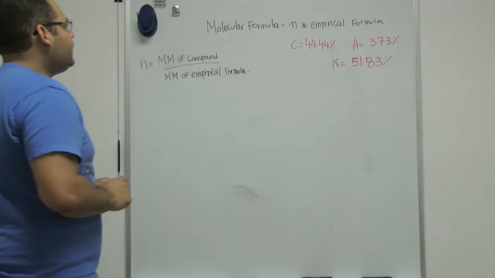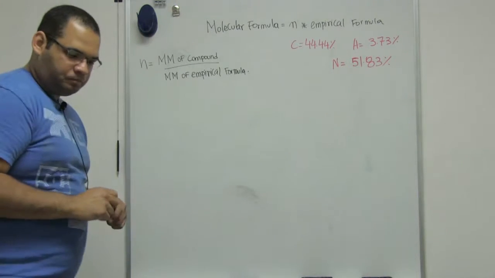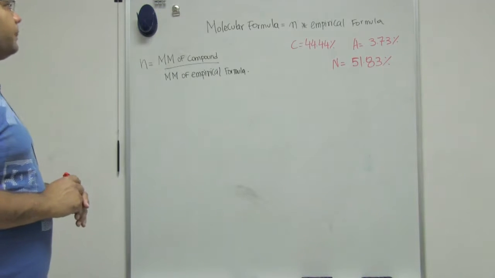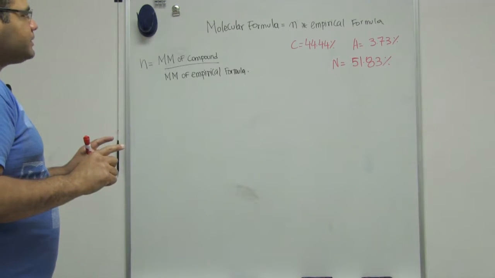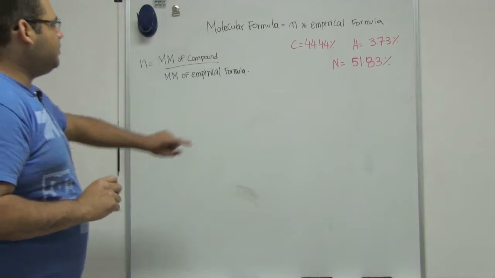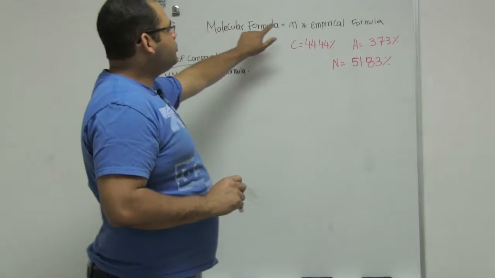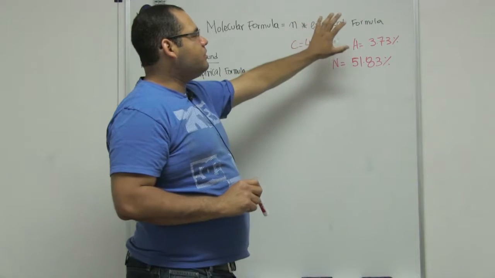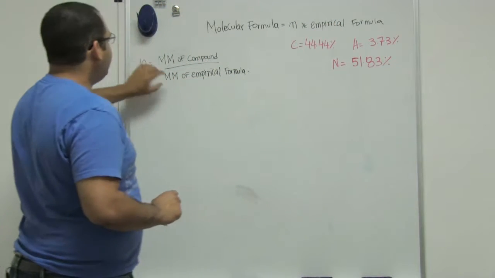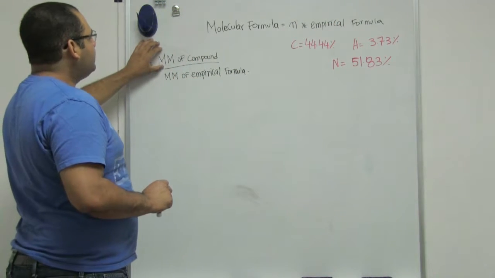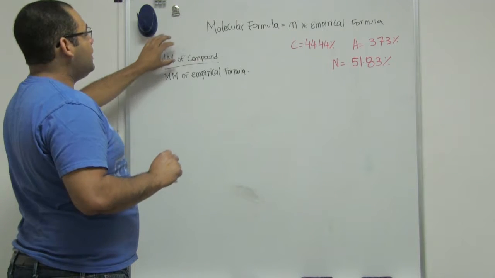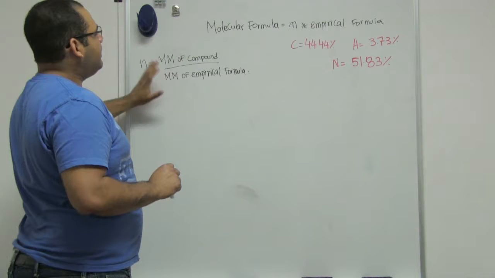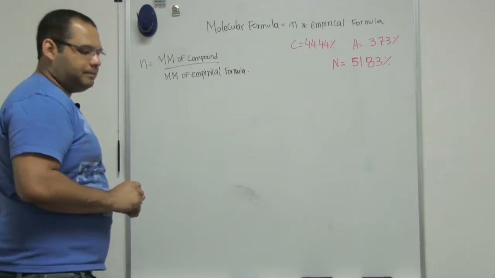Okay, calculating the molecular formula for compounds. In order to do that, we need to remember two formulas. First, the molecular formula equals N times the empirical formula. And N equals the molar mass of the compound divided by the molar mass of the empirical formula.